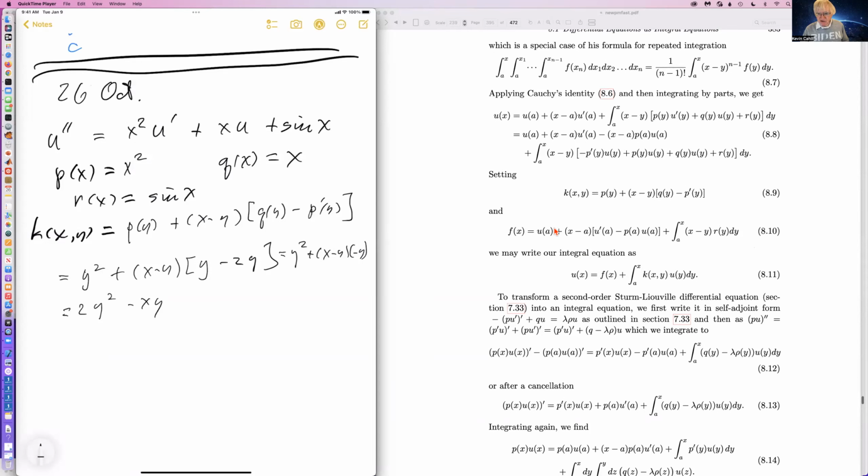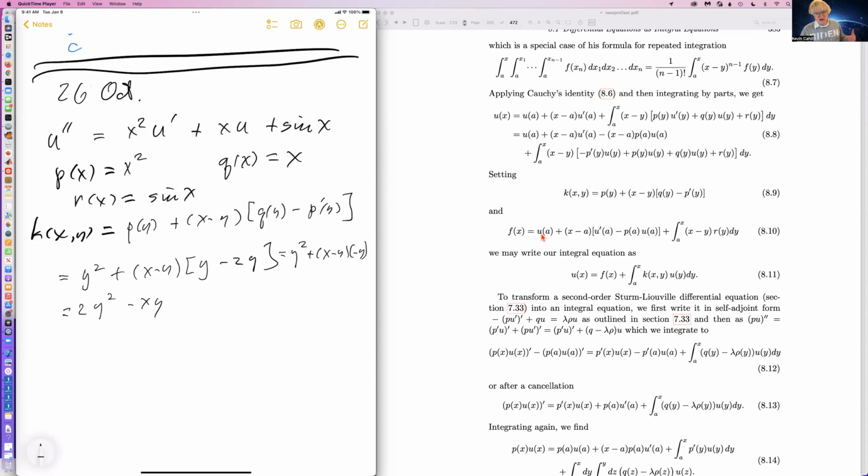So this is the general solution. K is that, and F is this. Notice that the integral equation builds in the boundary conditions. One boundary, the interval is a to x, and the lower limit then occurs in the integral, but it also occurs in the definition of the function f.